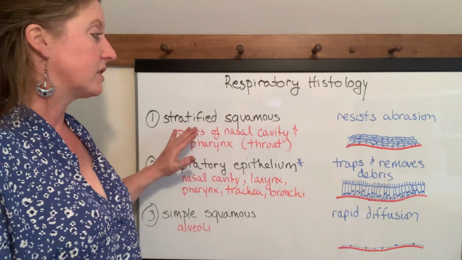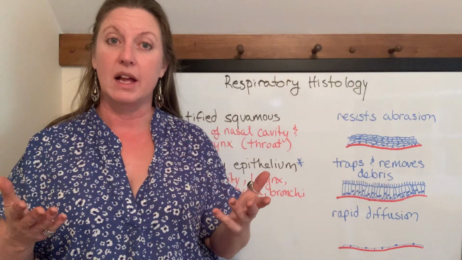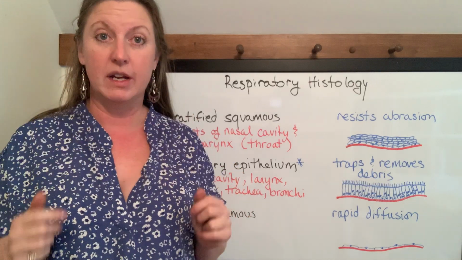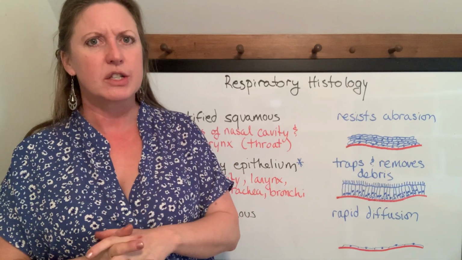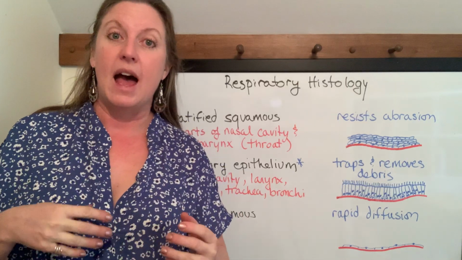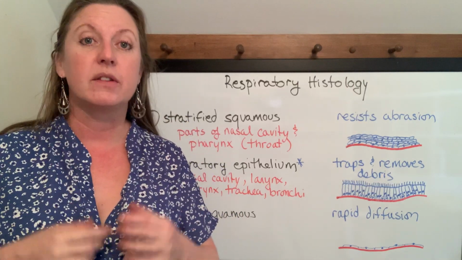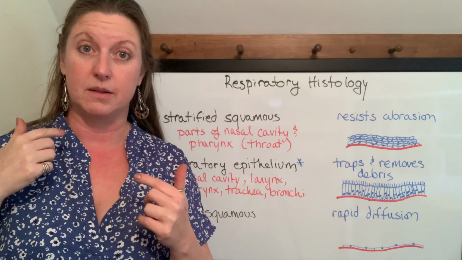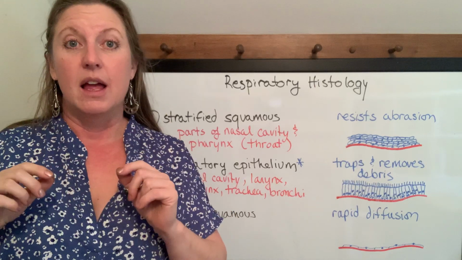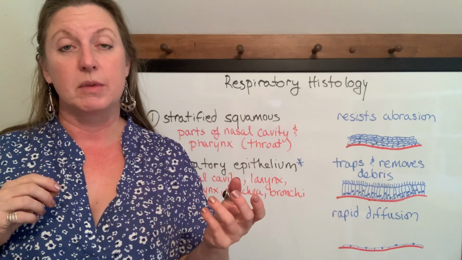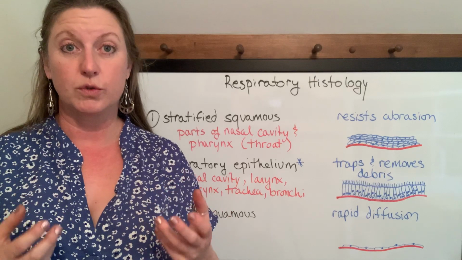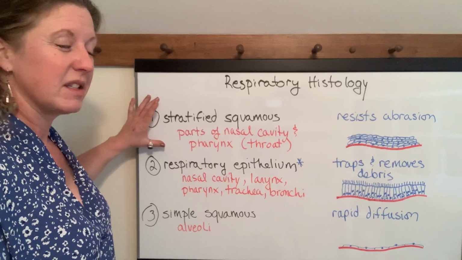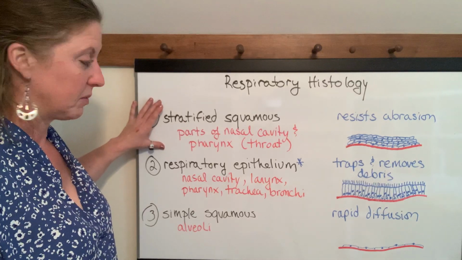So we see stratified squamous epithelial tissue in places that are likely to encounter rough structures. So for instance, the vestibule of your nasal cavity, which sees a lot of fingers during your lifetime, is coated with stratified squamous. Also the parts of your respiratory system that are shared with your digestive system, that's the pharynx. That has to be covered with stratified squamous epithelium because food, or what you swallow, can sometimes be rough as well. So that's stratified squamous. It doesn't occupy a lot of the respiratory system.